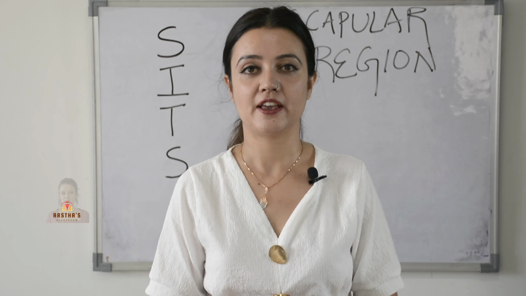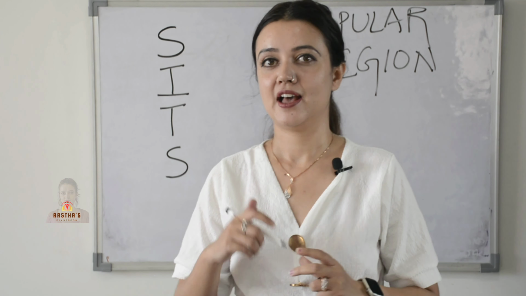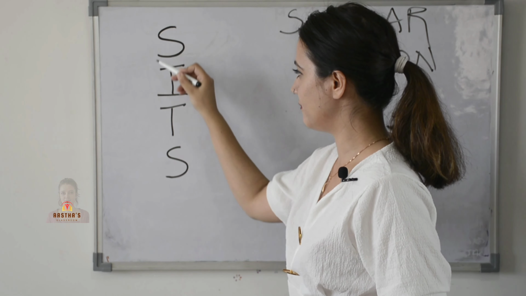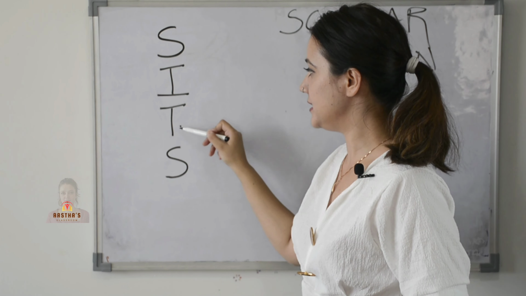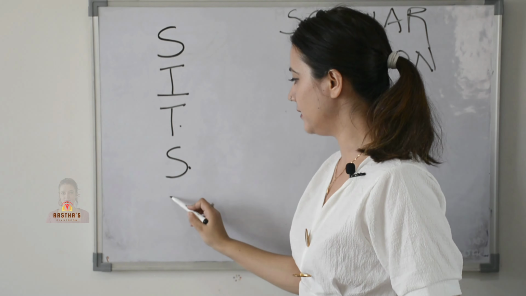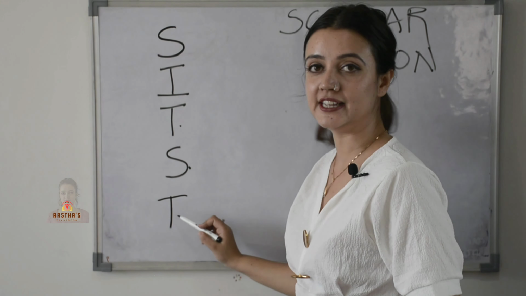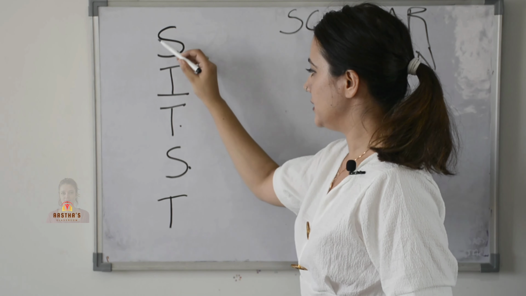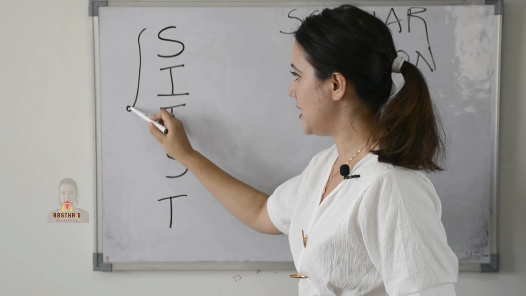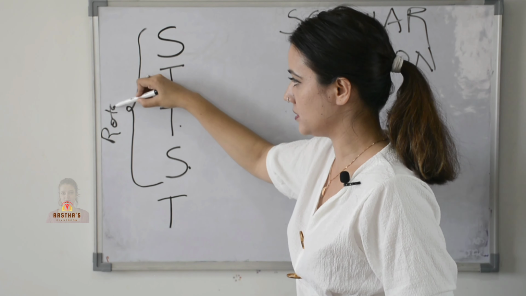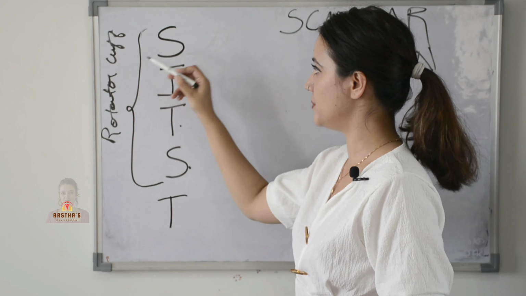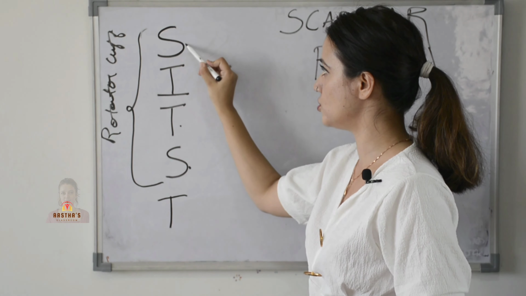In today's anatomy class we will be discussing the muscles of the scapular region. Altogether there are 5 muscles in the scapular area, and I've written a mnemonic for them. The mnemonic is SITS, plus an additional T. The SITS muscles comprise our rotator cuff muscles.